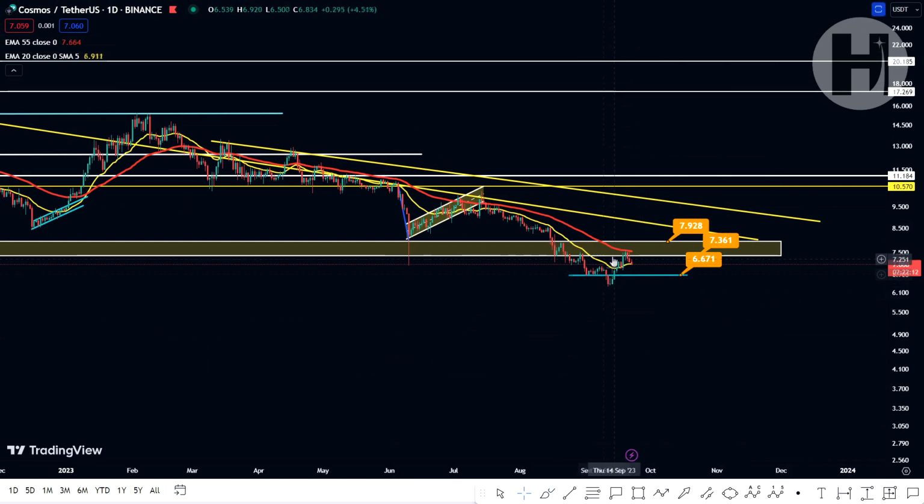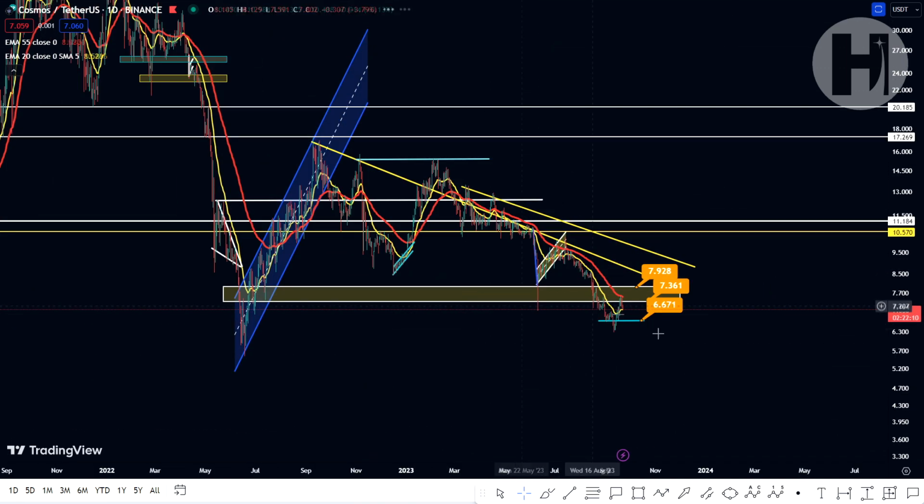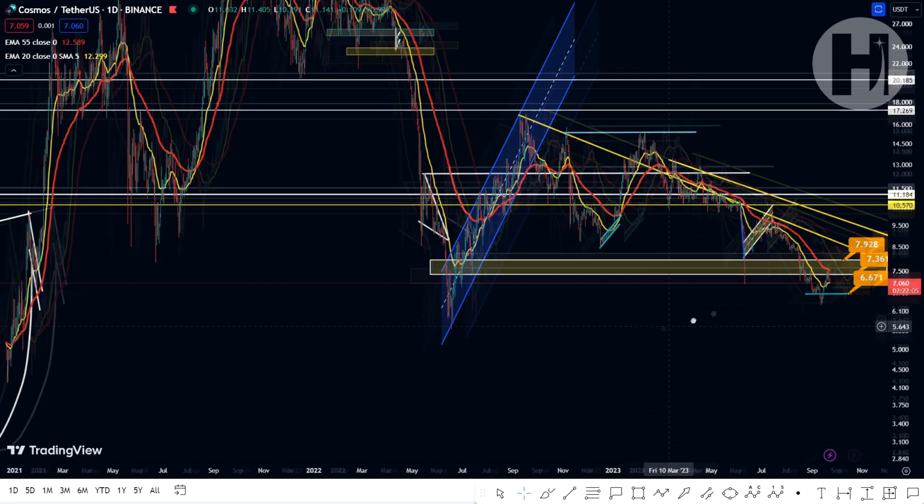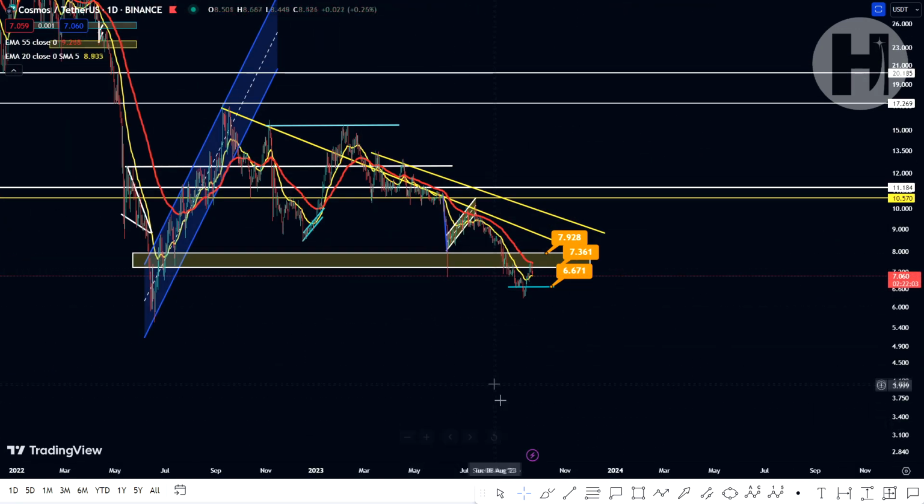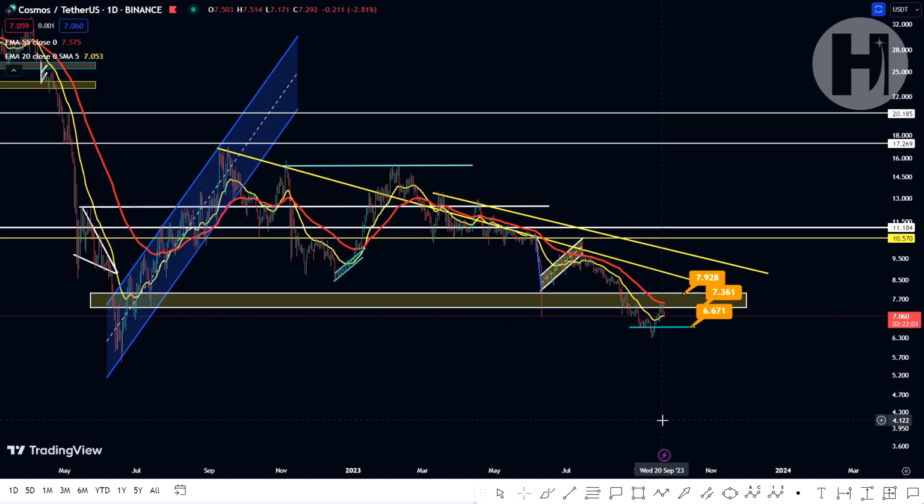Regardless of what happens over here, we are still very low because anything below $8, in my opinion, is a steal for Cosmos Atom. So I will be filling up my bags as much as I can, and my patrons will be advised with all of the buy alerts, of course.